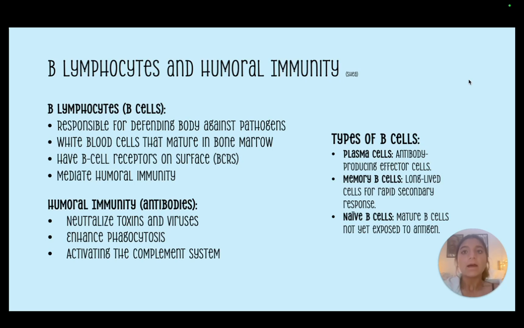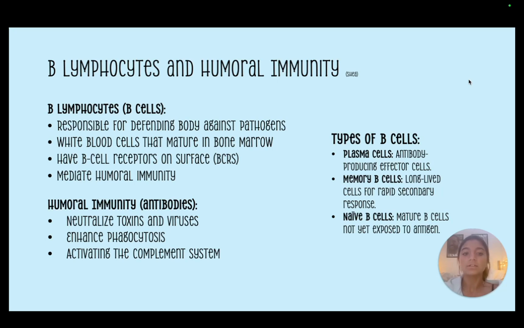And the antibodies help by neutralizing toxins and viruses, and enhance phagocytosis by opsonizing bacteria. They activate the complement system because the antibodies bind to the antigens, and help with agglutinating pathogens by the cells clumping together. And then some types of B cells are plasma cells, memory B cells, and naive B cells.